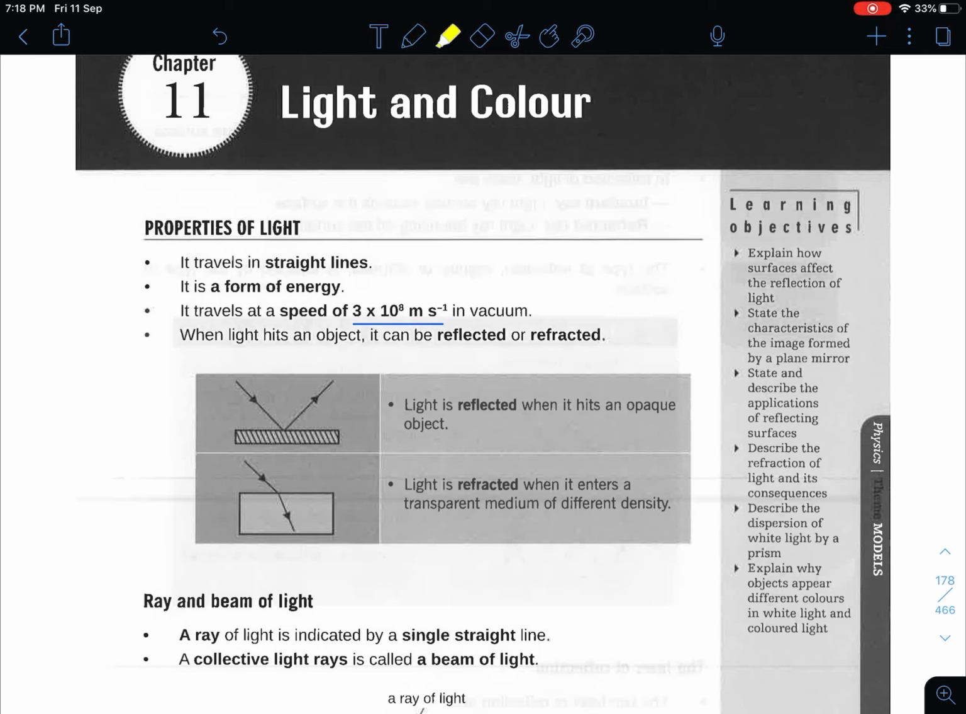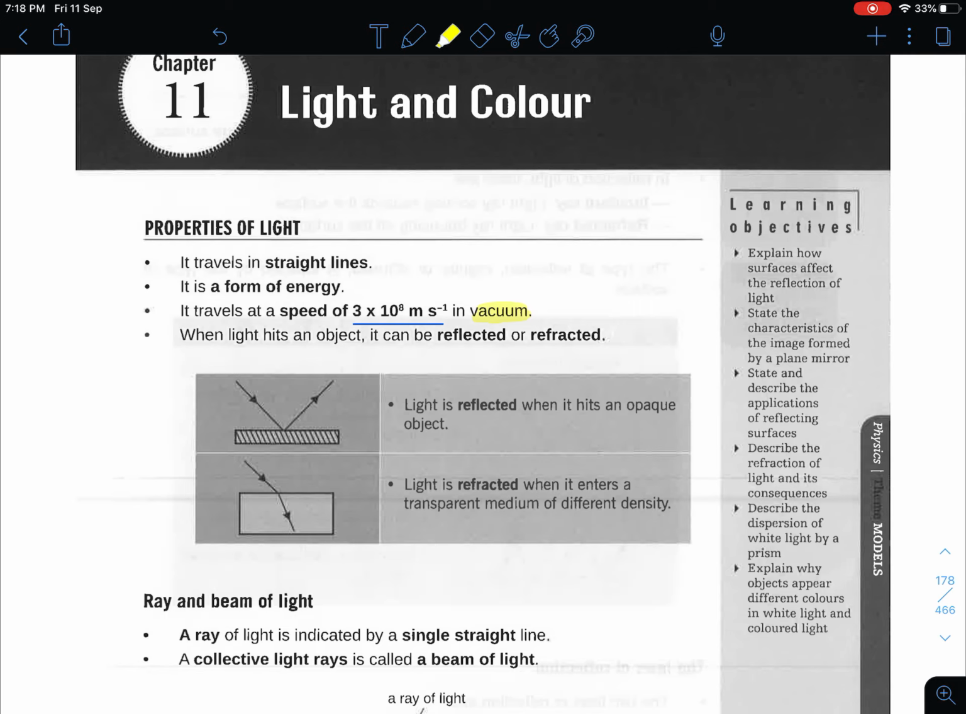And later on when you see the refraction of light, the speed of light would actually be adjusted. It might even be slower or faster depending on the medium, and this will actually result in the refraction of light. Okay, so when light hits an object, it can either be reflected or refracted.